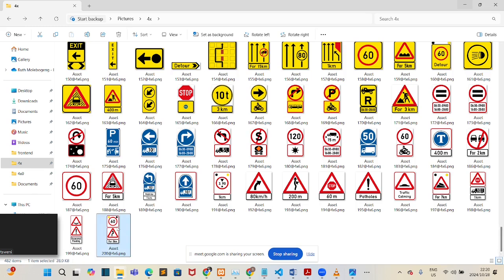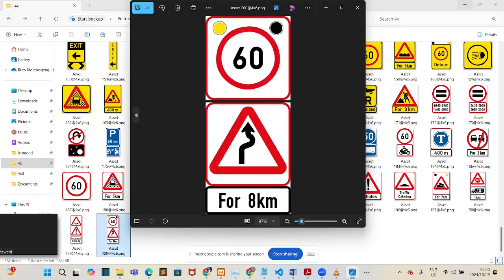I think it's this one. Yeah, this combined sign there. So what does this road sign indicate? A, it warns that the road winds for the next 8 kilometers and the maximum speed that you may drive is 60 kilometers per hour.